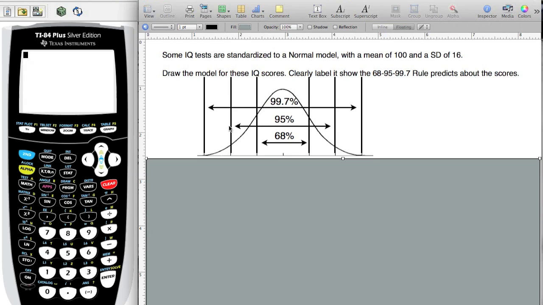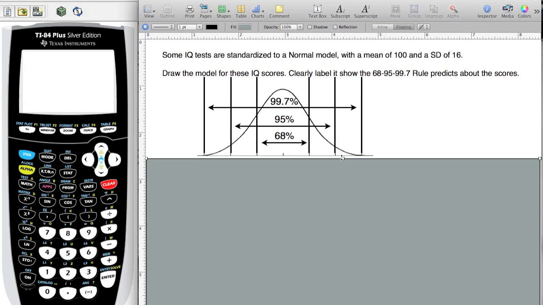For 95%, if I go two standard deviations out, then 95% of all the IQ scores I would collect would fall between whatever values would be at these marks. Three standard deviations out on either side, above and below the mean, I'm going to have 99.7% of all IQ scores fall into this range.